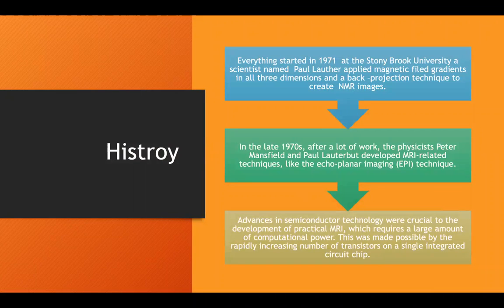In the late 1970s, after a lot of work, the physicists Peter Mansfield and Paul Lauterbur developed MRI-related techniques like the echo-planar imaging (EPI) technique. And advances in semiconductor technology were crucial to the development of a practical MRI, which requires a large amount of computational power. This was made possible by the rapidly increasing number of transistors on a single integrated circuit chip.